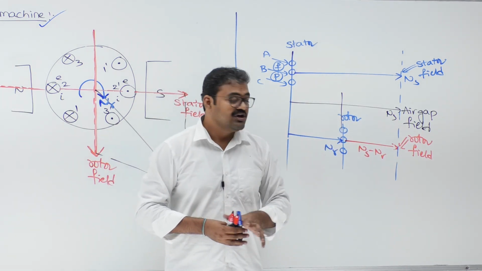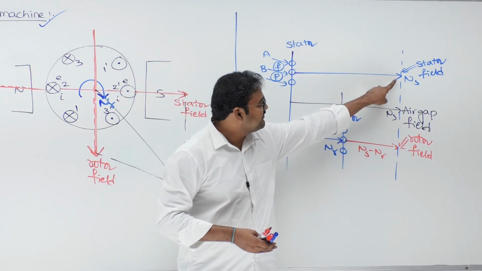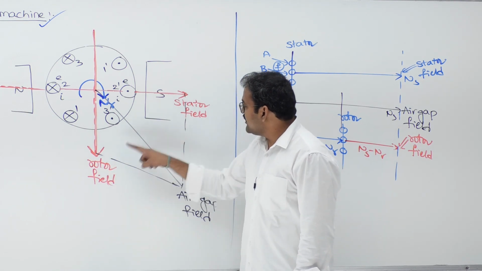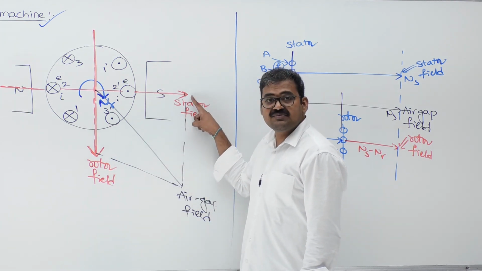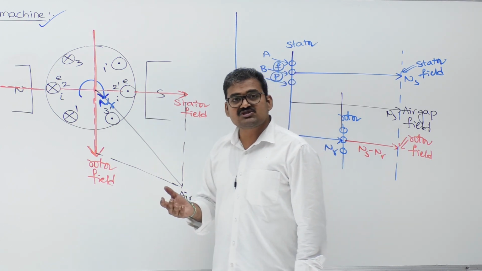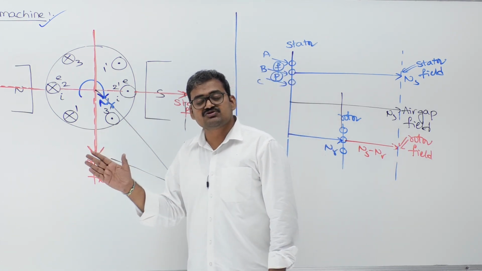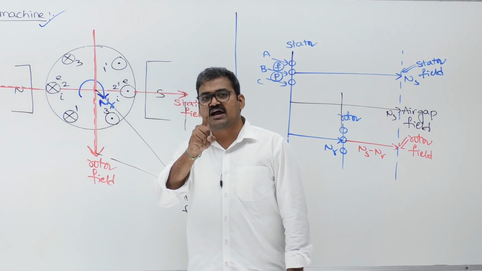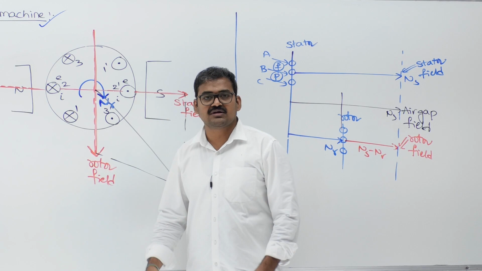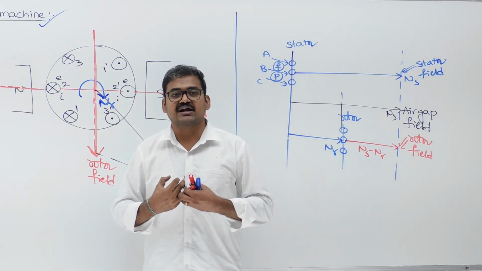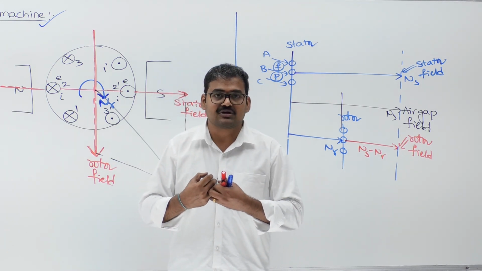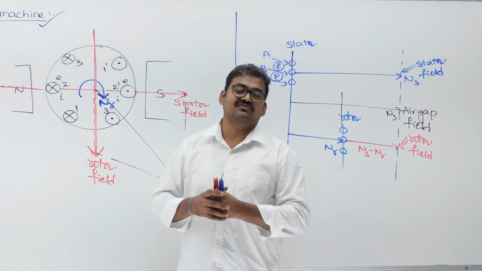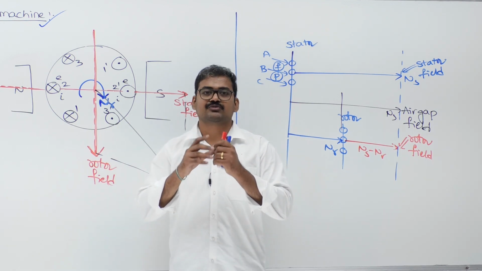Third question. What is the speed of rotor field with respect to stator field in induction machine? 0. What is the speed of rotor field with respect to stator field in DC machine? 0. What is the speed of rotor field with respect to stator field in synchronous machine? Also 0. So that 0 condition will be satisfied in every rotating electrical machine, because that is the condition to be satisfied for the production of electromagnetic torque.